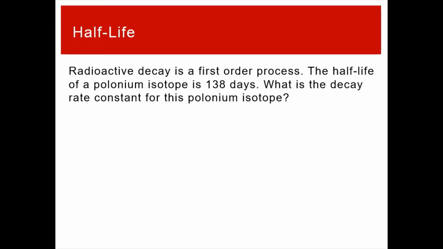All right, let's look at an example of calculating half-life. Radioactive decay is a first-order process. The half-life of a polonium isotope is 138 days. What is the decay rate constant for this polonium isotope?